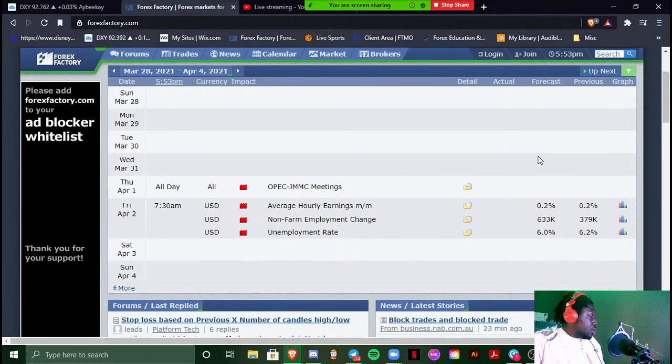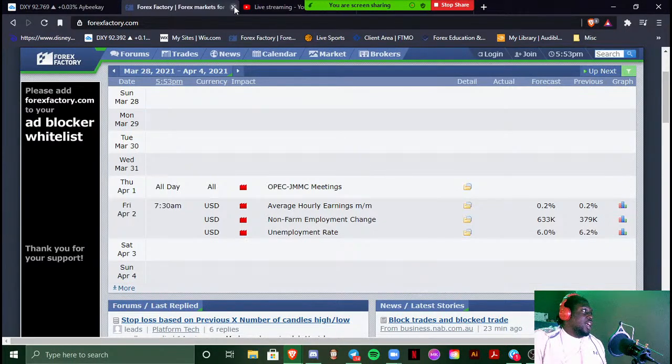Let's go ahead and get started with this analysis. First and foremost, there's no high impact news Monday, Tuesday, Wednesday. Thursday, there are OPEC JMMC meetings for oil, if I'm not mistaken, and that will be an all-day thing. And Friday, there's NFP, non-farm payroll and unemployment rates, at 7:30. The whole week in general, you're going to want to watch, because usually the whole week of NFP, the US dollar does stuff that it doesn't usually do. So you just want to watch for that on NFP.